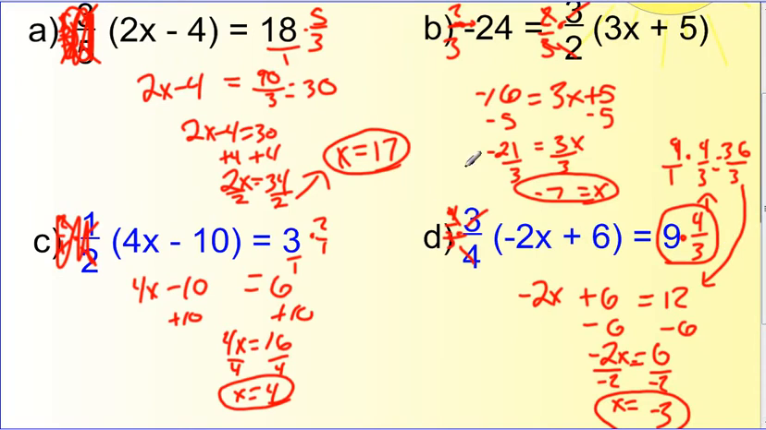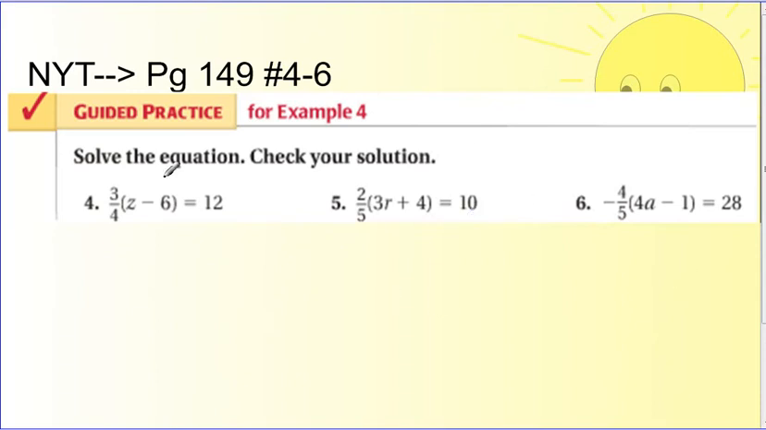So we've done 4 of these now. I'm going to give you a couple problems out of the textbooks. Here's numbers from page 149, numbers 4, 5, and 6. Again, pause the video, try them on your own. When you're ready to continue, hit play, and we'll go through them together.